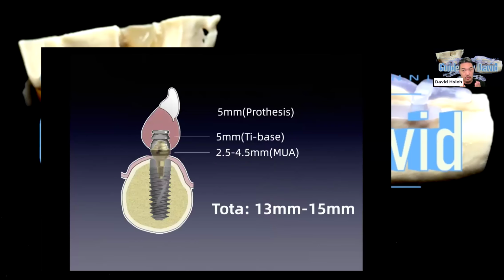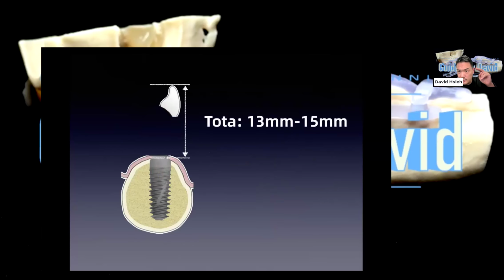This is what you will see in the cross-sectional view. If you do the math and add them all together, from the top of the prosthesis to the top of the implant, it requires about 13 to 15 millimeters of restoration space. So this is what we are looking for.